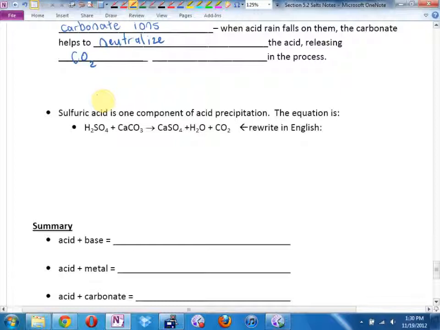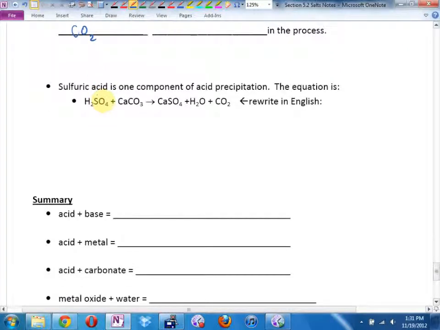So, big deal, Mr. Duick. Well, I want you to realize, Kenzie, that carbonate is on your periodic table, and it's sort of CO2 in disguise. It's CO3. Get rid of one of those oxygens through a chemical reaction, and suddenly you've got CO2. Sulfuric acid is one component of acid precipitation.